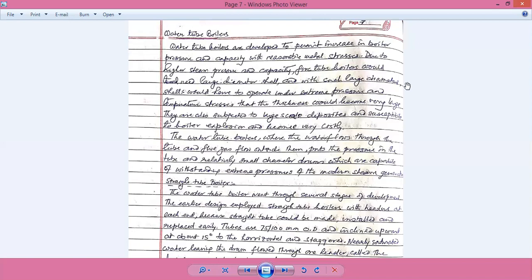The water tube boilers went through several stages of development. The earliest design employed straight tube boilers with headers at each end, because straight tubes could be made, installed, and replaced easily. The tubes are around 75 to 100 millimeter outer diameter, inclined upward at about 15 degrees to the horizontal, and in a staggered line.